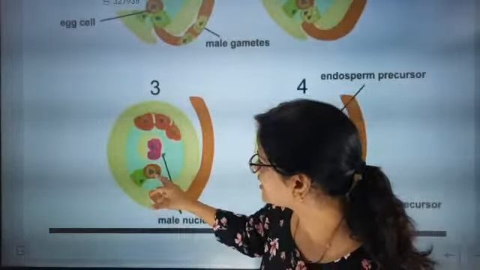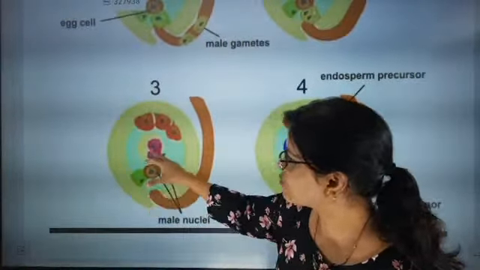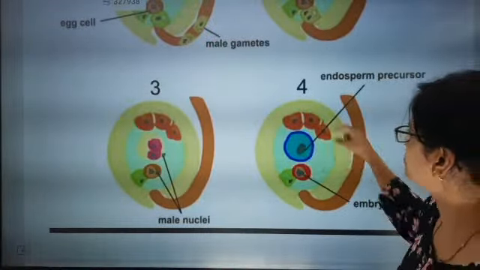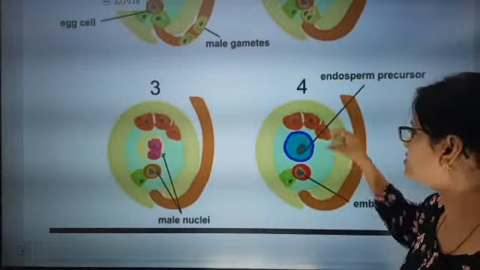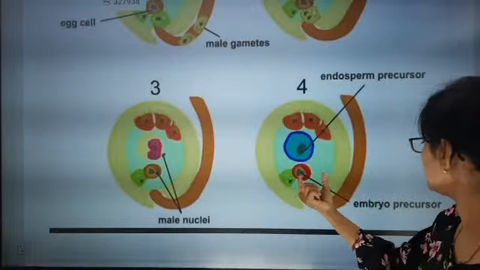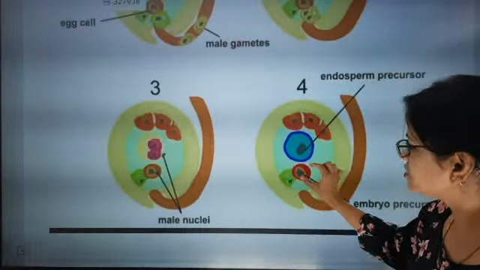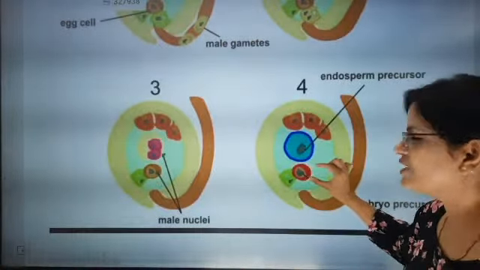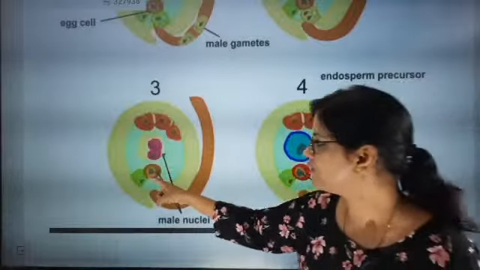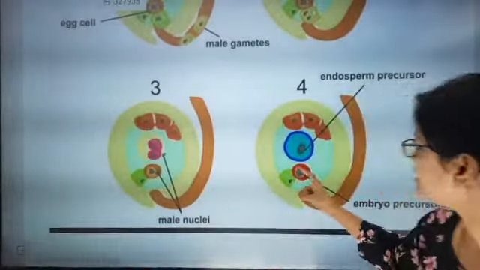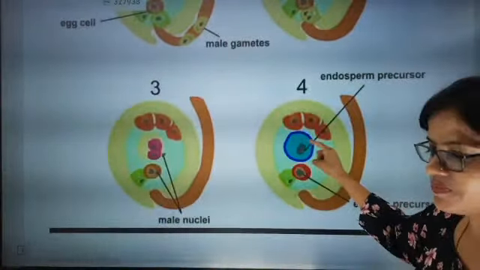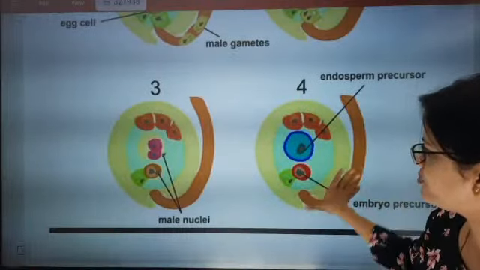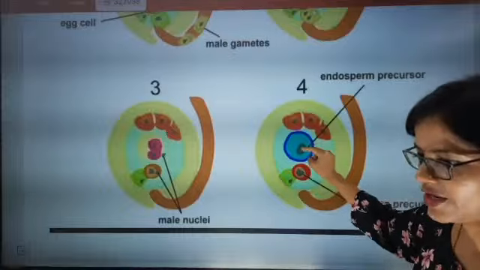So the male nuclei is there. Now you see, one fuses with the egg and one fuses with the polar nuclei. This is endosperm formation, and this is the embryo precursor. So this is the embryo part, and the egg fusing with the gamete becomes the seed. This is endosperm, which will take the outer part. This is the seed part and this is the endosperm part.